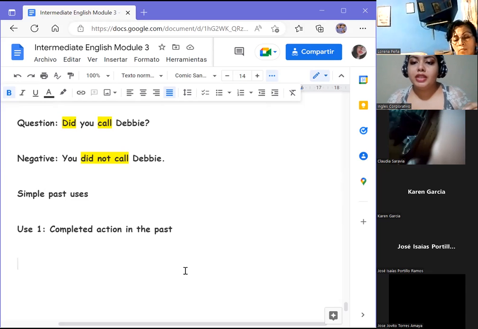The important thing here is una acción que sí se completó. Hay tenses in which we are going to use something from the past that can be changed in the present or it can be completed in present. But in this case, it is not like that.